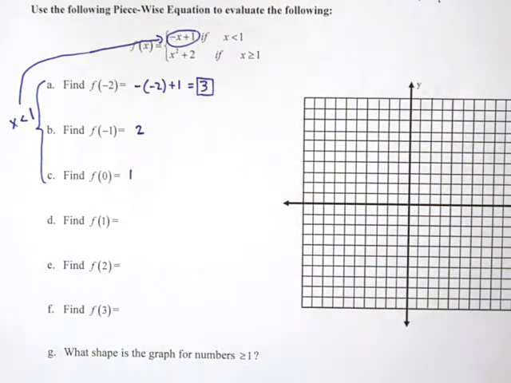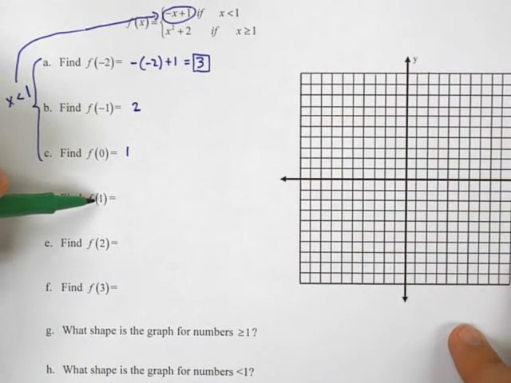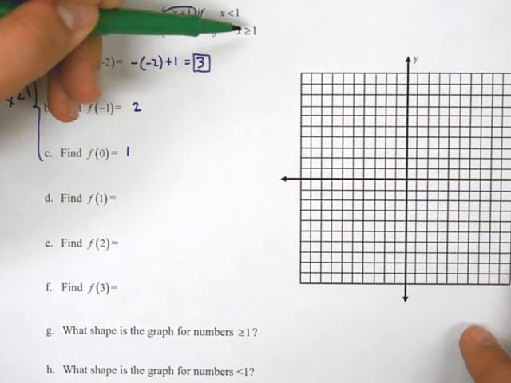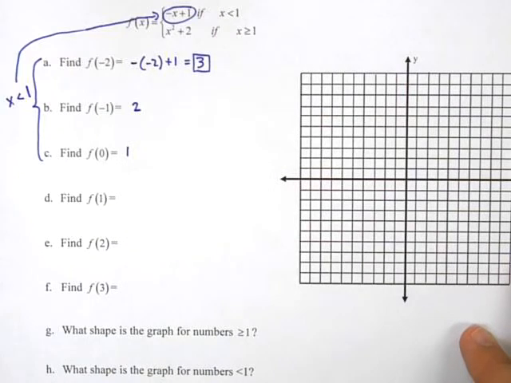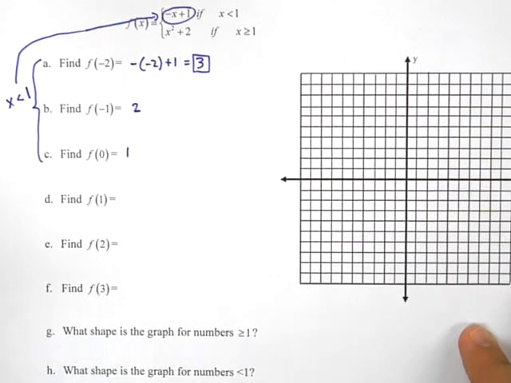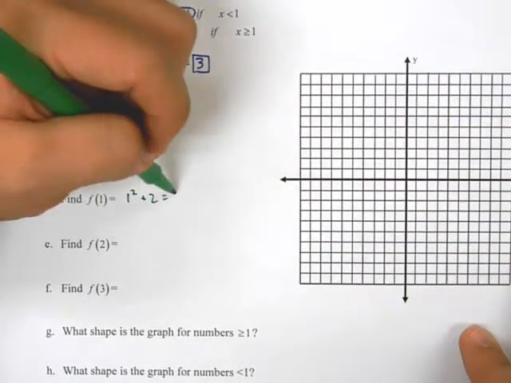What happens when I move on to the next little part here in letter D? If we notice, letter D is find f of 1. Well, so now f of 1, is that less than 1? Or is it greater than or equal to 1? It's equal to 1, so yes, it's going to take the second function, or the second piece. So 1 squared plus 2 equals 3.